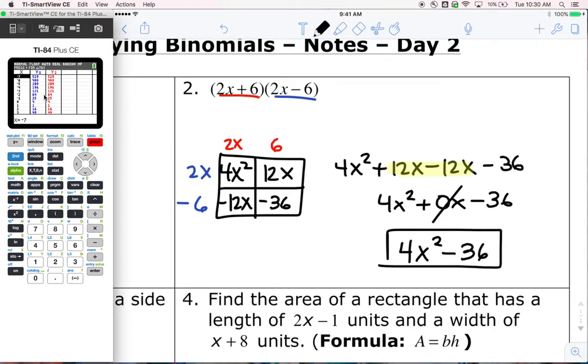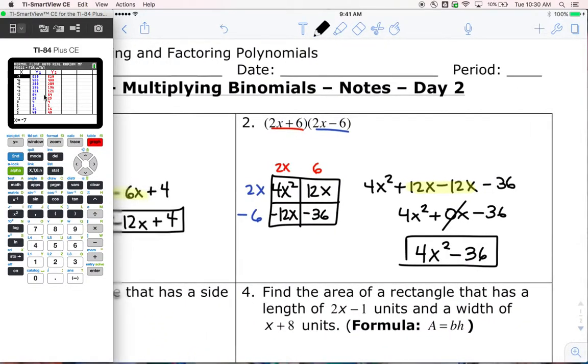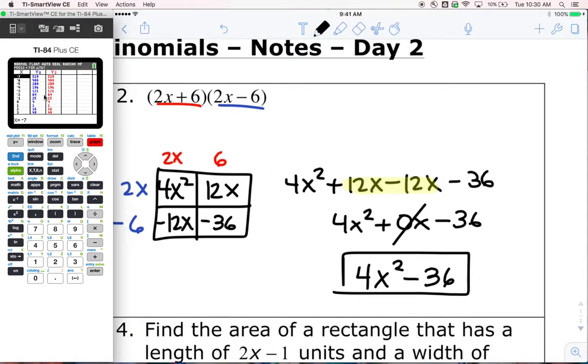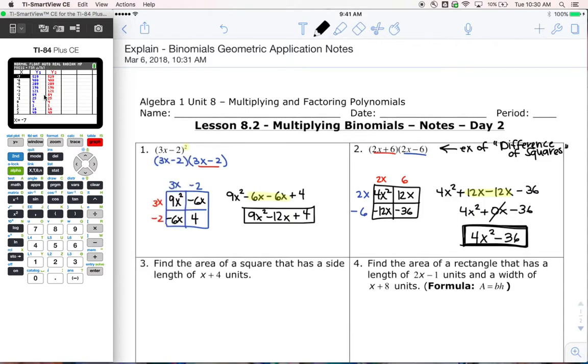All right, we're going to talk about this when we get into factoring. This is a special example. You don't have to remember this, but we will see this again. This is an example of what's called the difference of squares. We'll talk about that more later, but when this happens, we end up with only 2 terms, a binomial, instead of our usual 3 terms. Okay, that does happen occasionally.